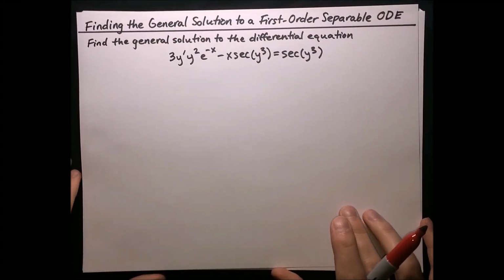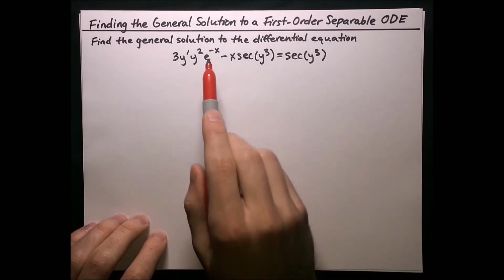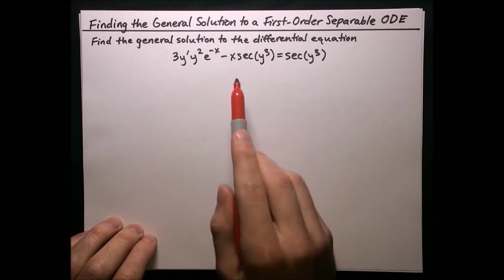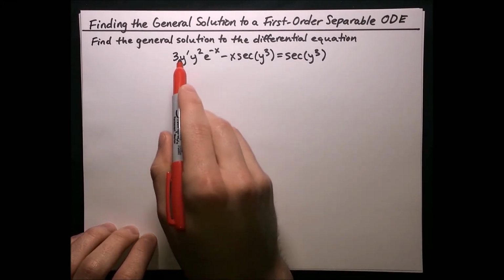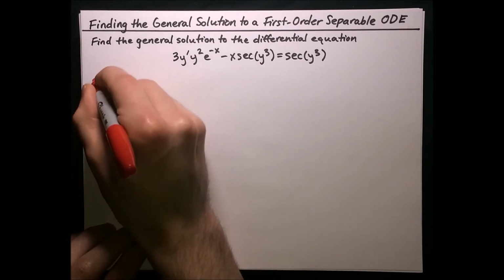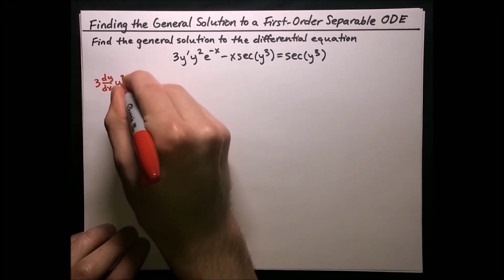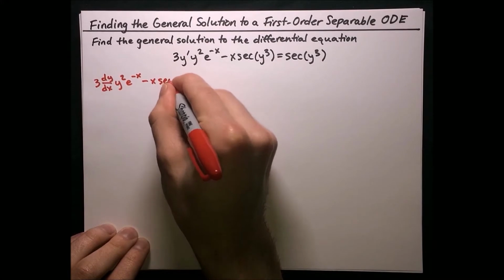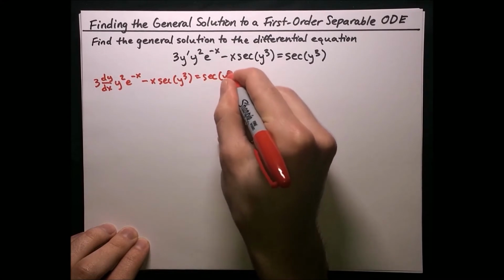So now that we know the general process for solving a first-order separable ordinary differential equation, let's try it on a tougher one. This one's going to require a bit of work in the separation and integration and solution phases. But first of all, let's go ahead and replace that y prime with dy over dx, just so that we can begin our separation. So 3 dy over dx times y squared e to the negative x minus x secant y cubed equals secant y cubed.